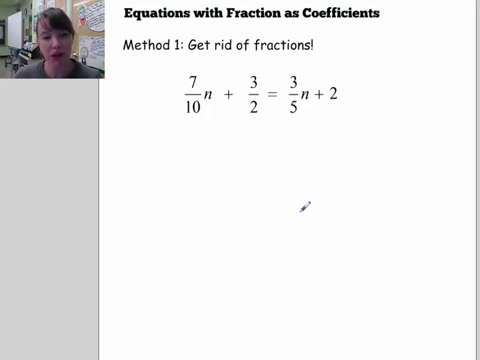Okay, one of the methods is to try to get rid of the fractions. Now, you have to be careful when you're doing this because you want to consider all the fractions in the equation. So here we have a fraction with a denominator of 10, then here with a denominator of 2, and then here with a denominator of 5. Now, remember, what I do to one side, I can do anything that I want to an equation as long as I do it to both sides.